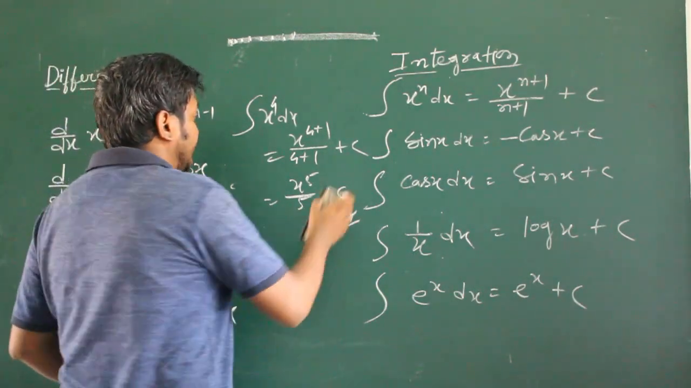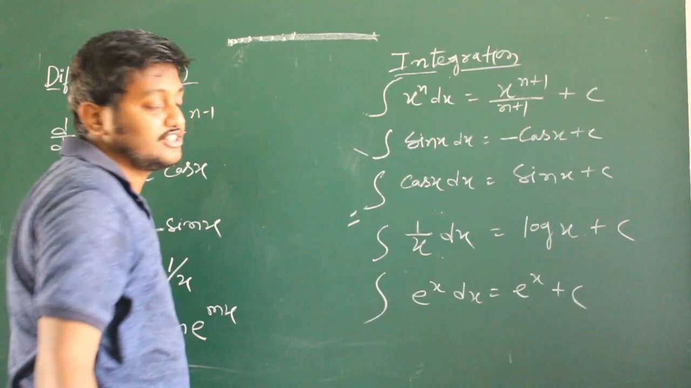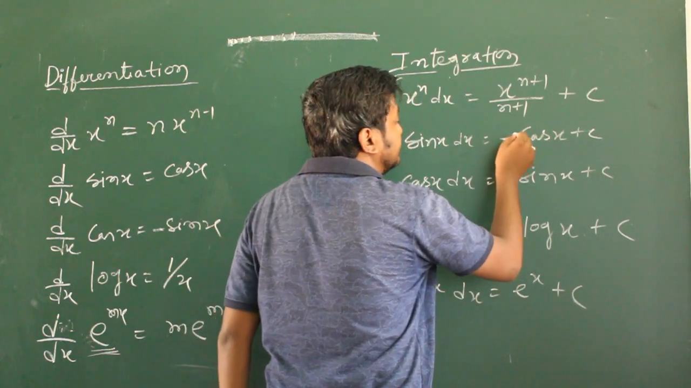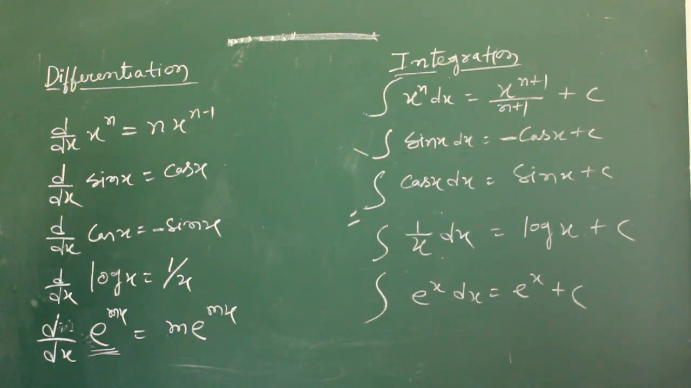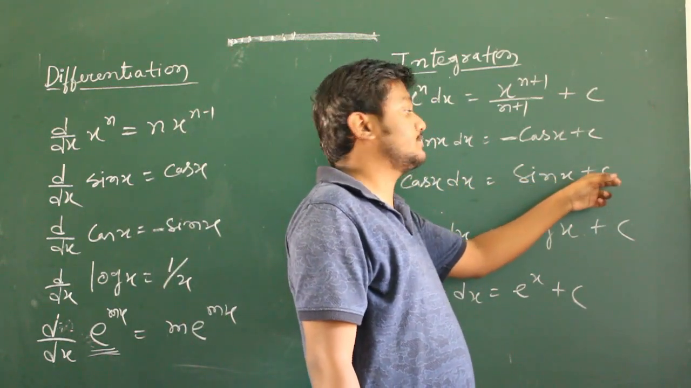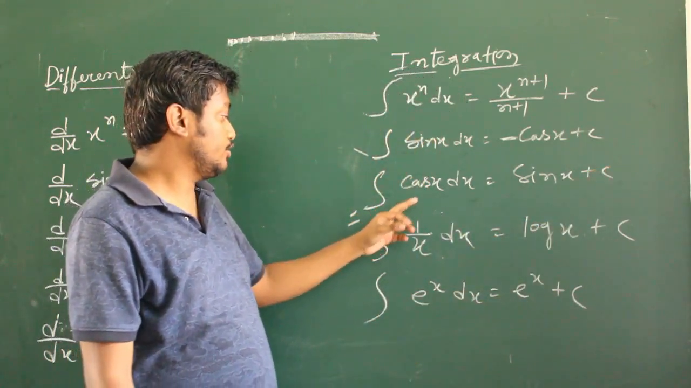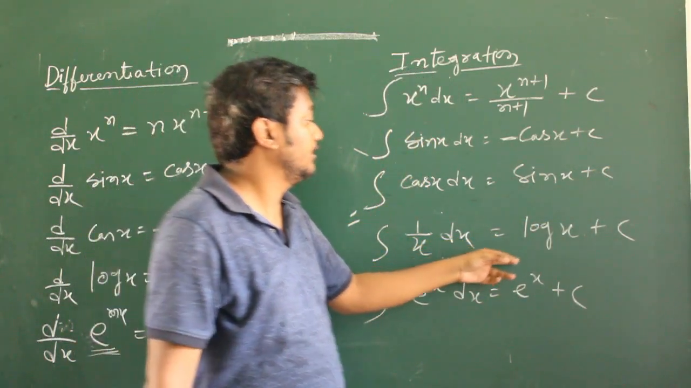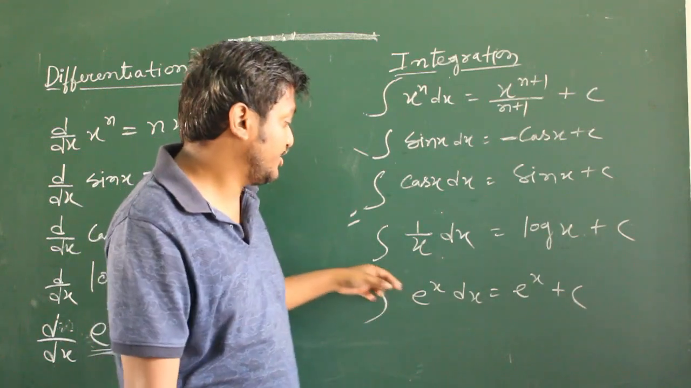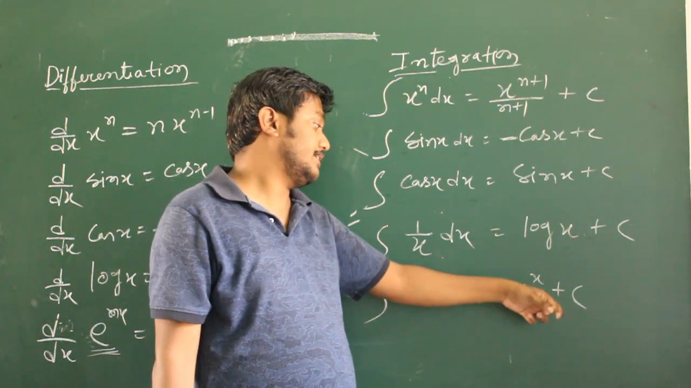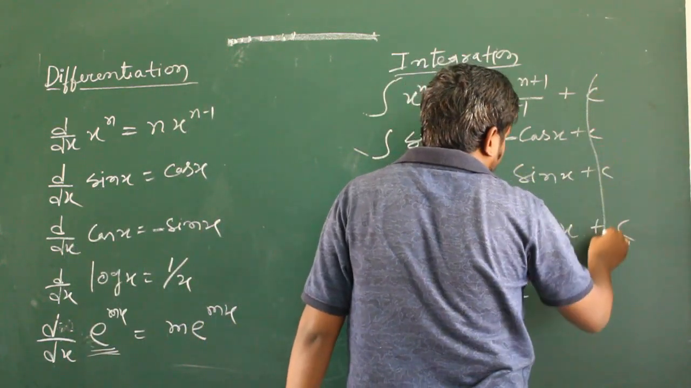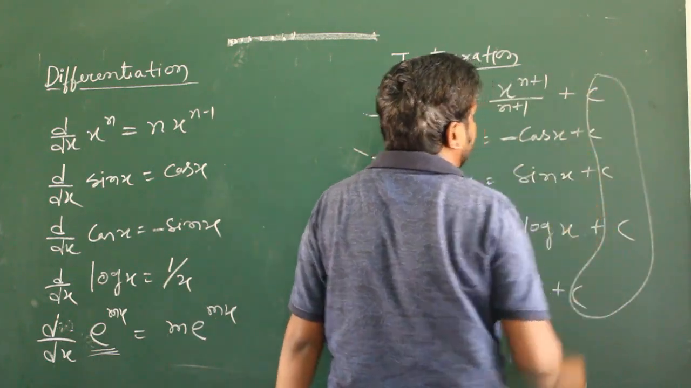Now next one is integration of sin x dx, which is minus cos x plus c. Integration of cos x dx equals sin x plus c. Next, integration of 1 by x dx gives log x plus c. Next one is integration of e to the power x dx, that means e to the power x plus c. In integration, you get one extra constant term here.